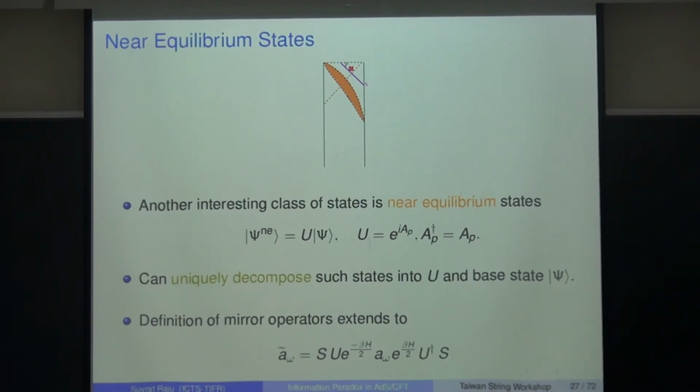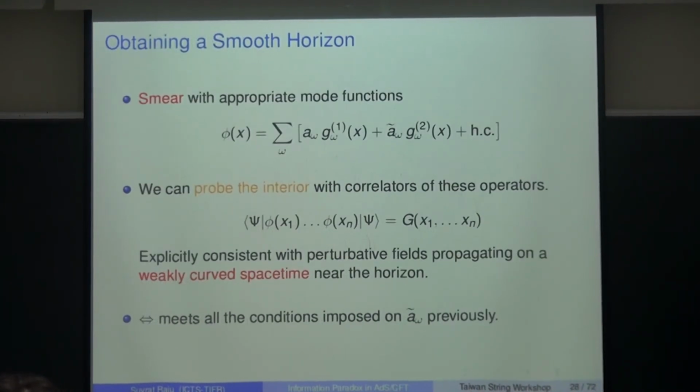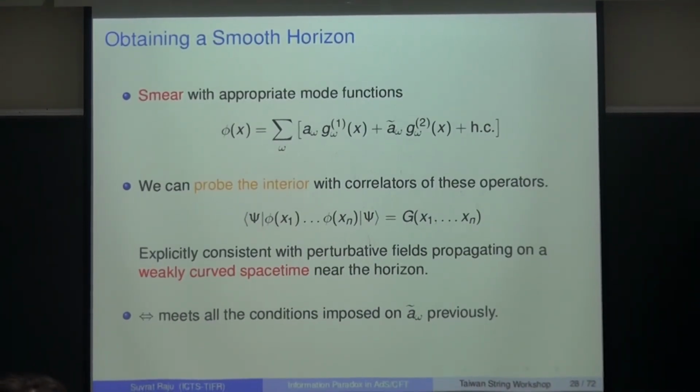showed you previously. And given such a state, you can generally uniquely decompose it into a unitary and some base state psi. And given such a state, the claim is that the definition of these mirror operators extends by inserting these factors of U. Okay, and I claim that this has the correct properties. Now let me show you that these things have the correct properties. Before that, let me make an additional claim.